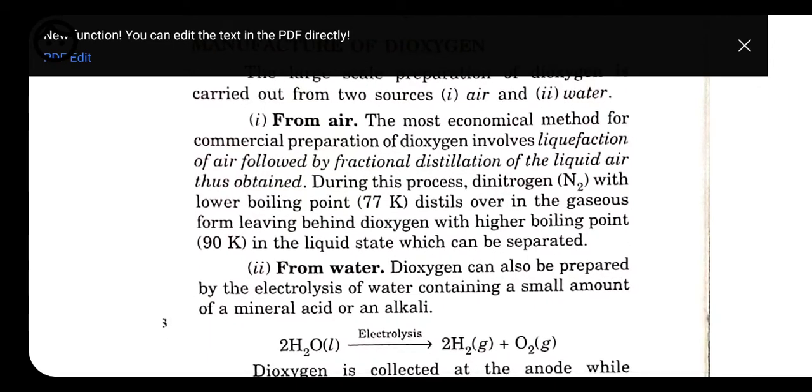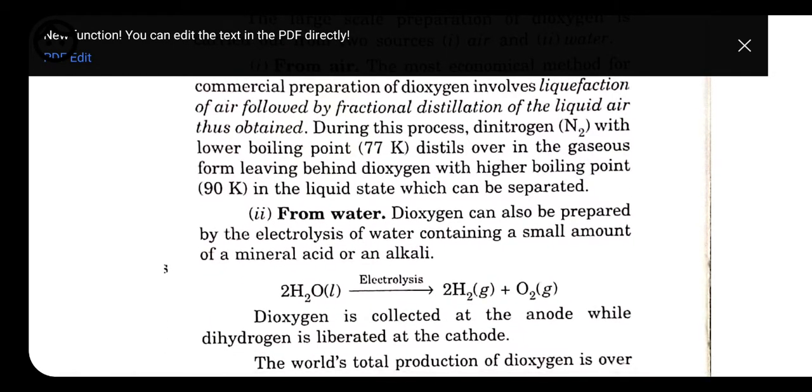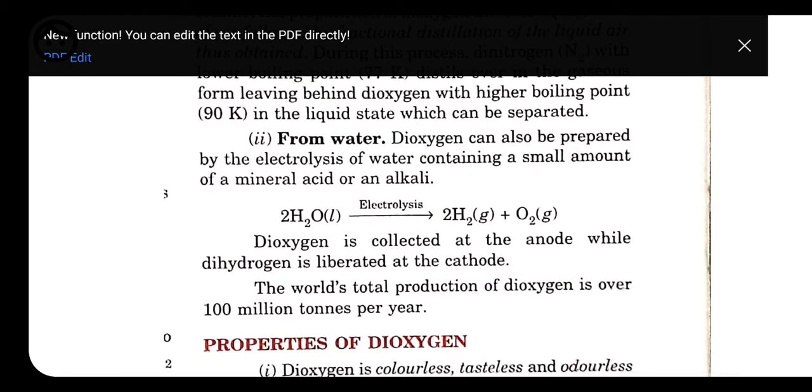Okay, now we can also get oxygen from water. We know water is also a source of oxygen because the formula of water is H2O. So we can prepare oxygen by the electrolysis of water containing a small amount of mineral acid. See, here it is electrolysis, because by any other method we cannot break down the water molecule. The water molecule can be decomposed only by passing electricity. So it will give rise to hydrogen gas and oxygen gas. This oxygen gas is collected at the anode, while hydrogen is liberated at the cathode.